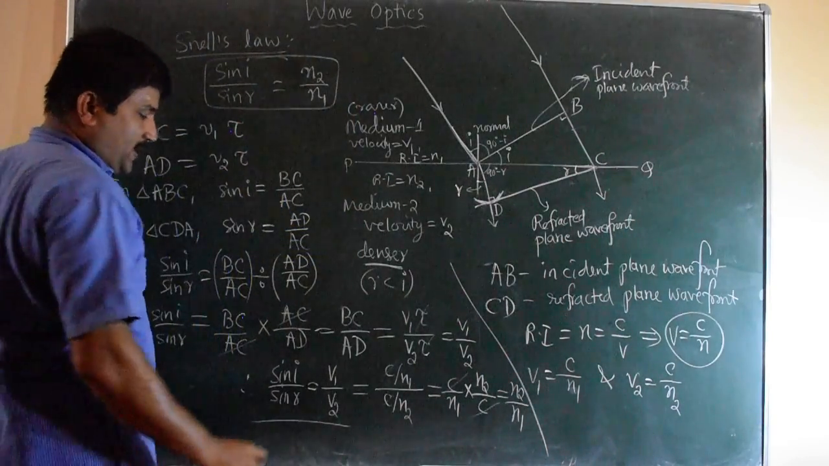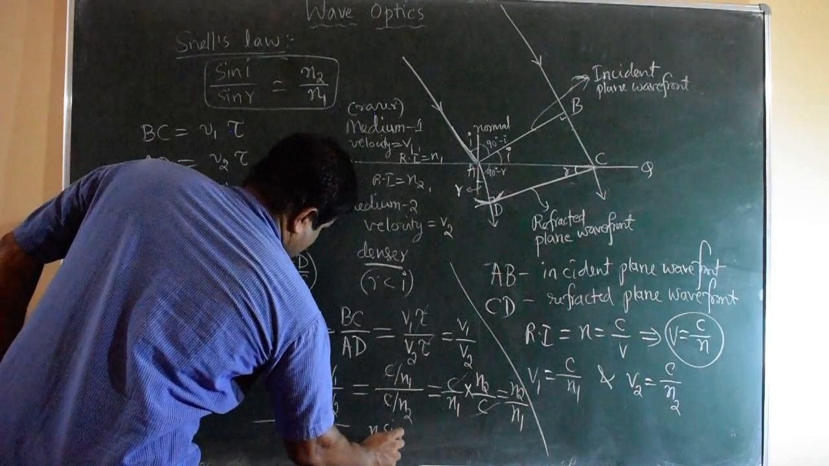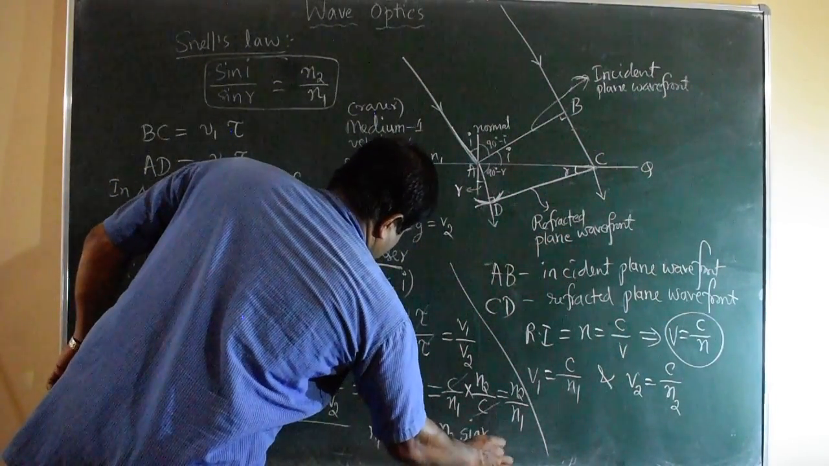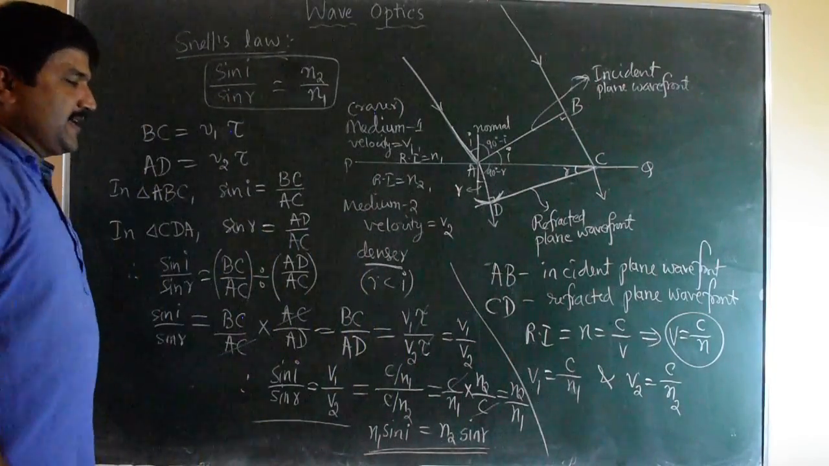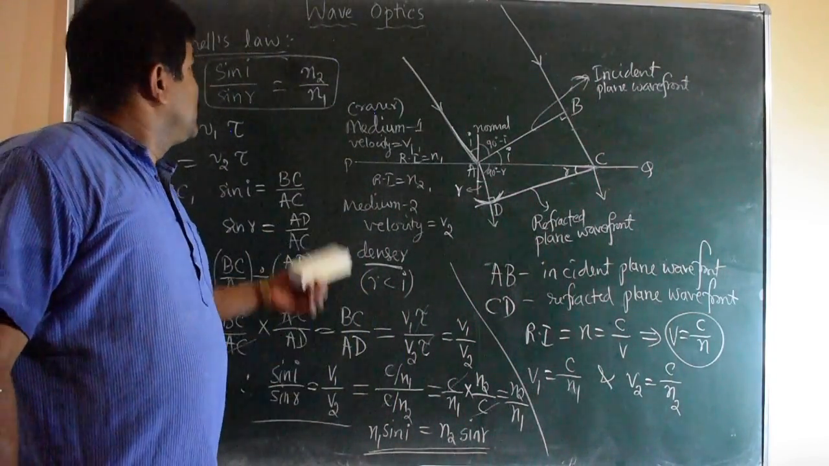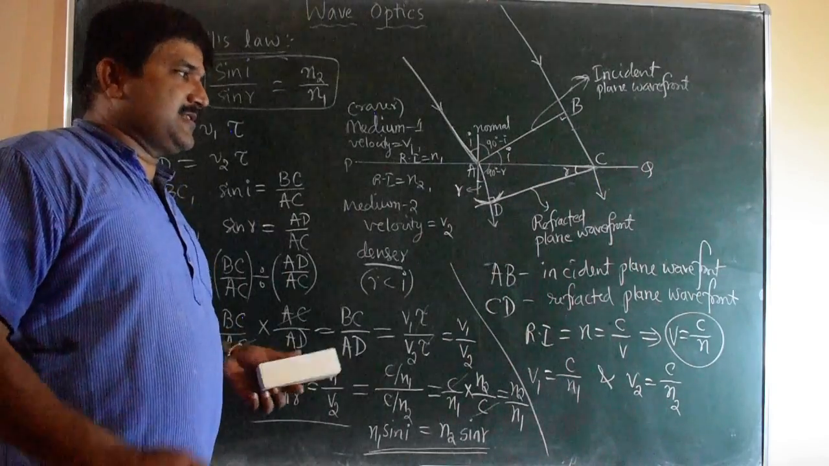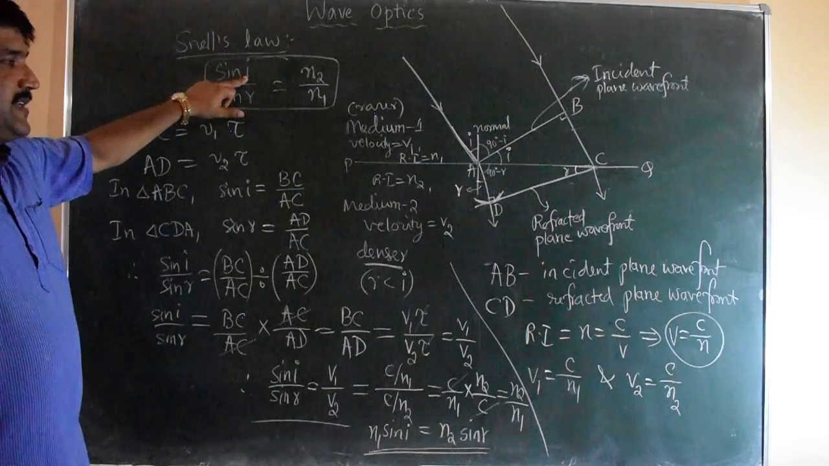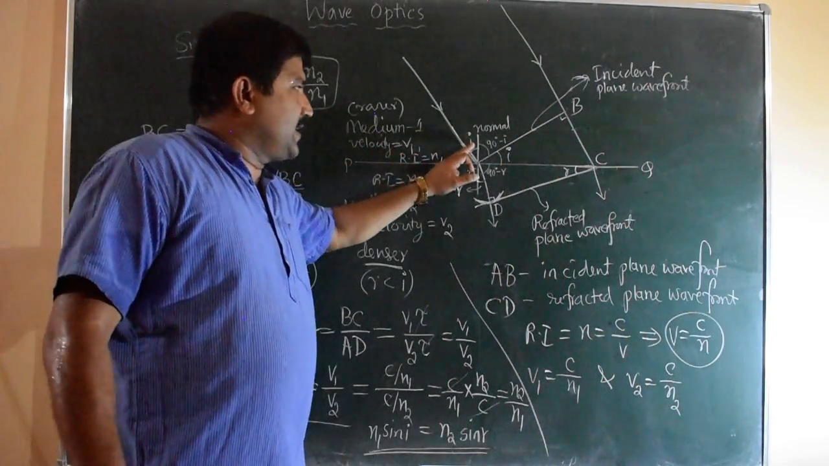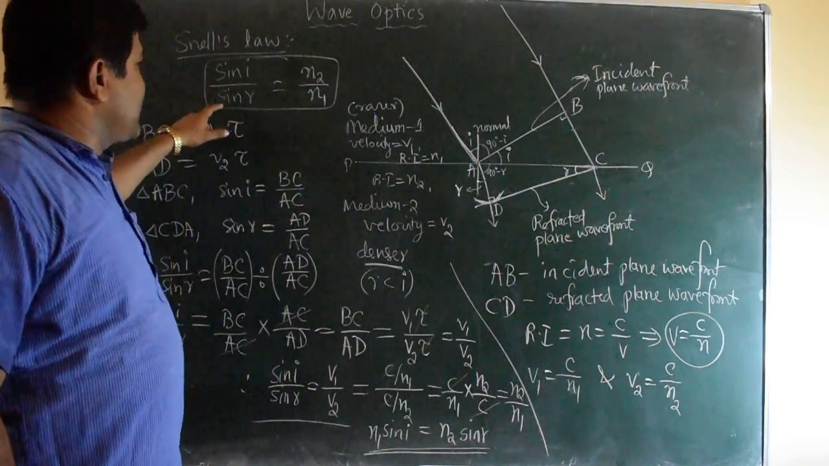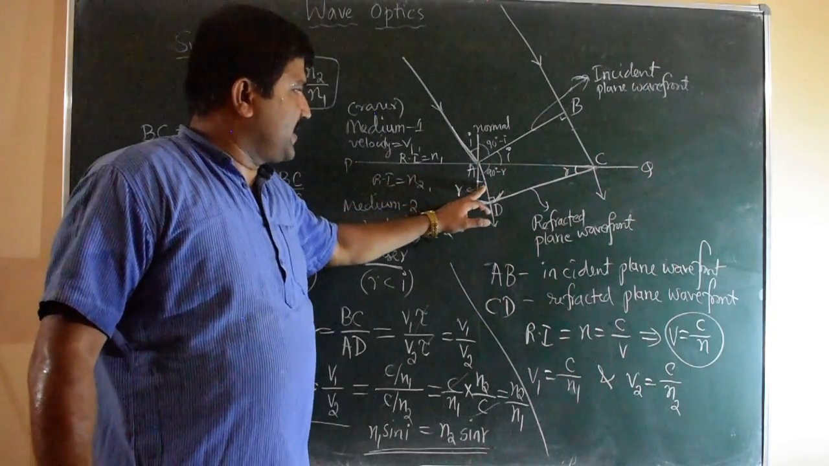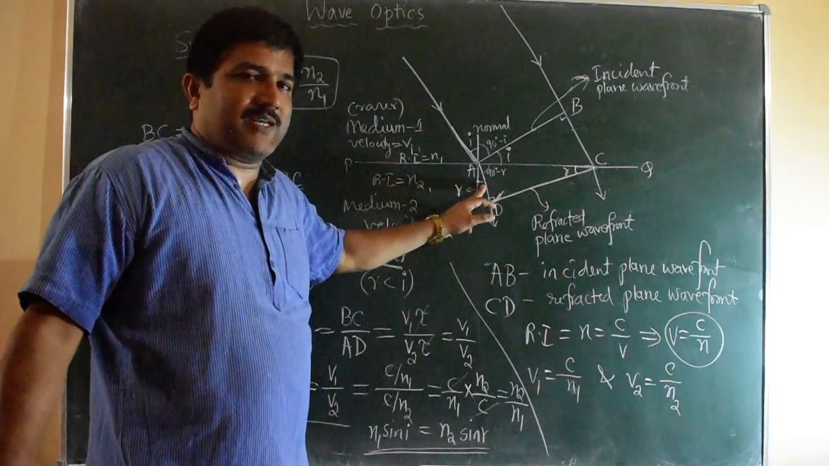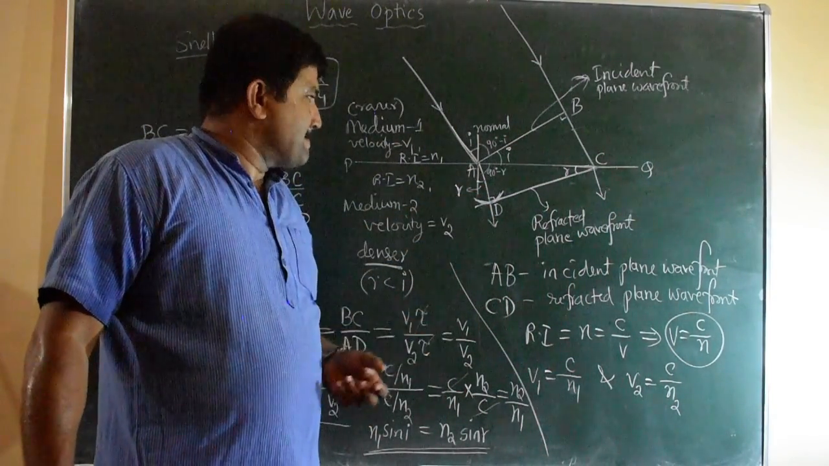Or we can also write n1 sin i equals n2 sin r. So that's all about the Snell's law proof. Snell's law states that the ratio of the sine of the angle of incidence to the sine of the angle of refraction is constant. Sine is a trigonometric function: sine, cosine, tangent, secant, cosecant, cotangent.